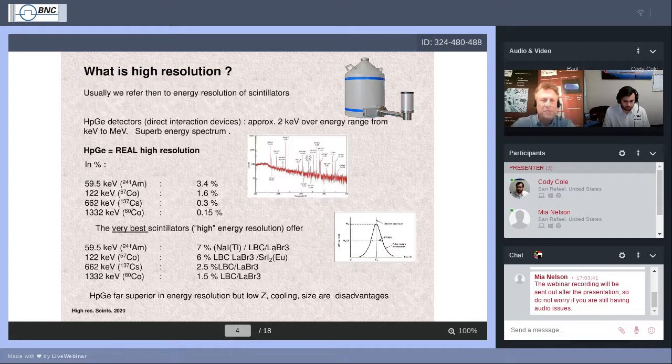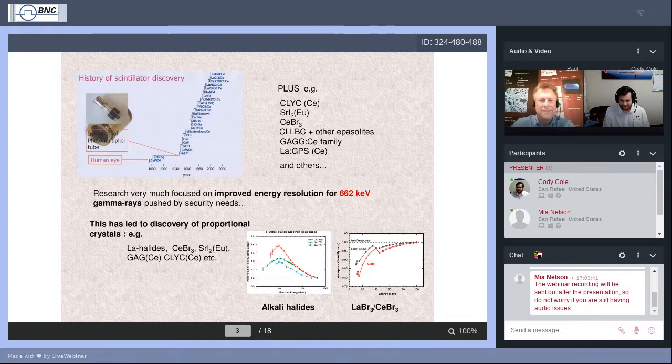In the beginning, especially after 9/11, the focus was very strongly on the energy resolution at 662 keV gamma rays, pushed by security needs. And this whole development has led to the development of these very interesting materials.